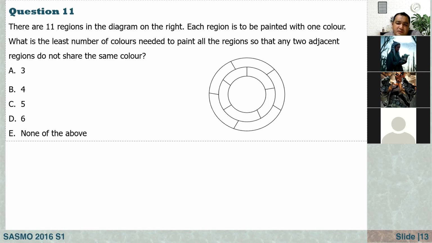So here is the kind of map. Let's suppose that this is a map. But here our job is we want to use the minimum number of different colors to paint this map. So the question is, what is the least number of colors needed to paint all the regions so that any two adjacent regions, meaning sharing the border, do not share the same color.